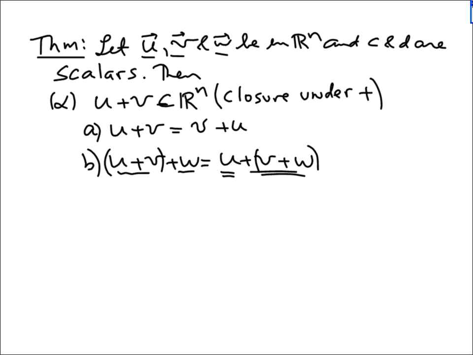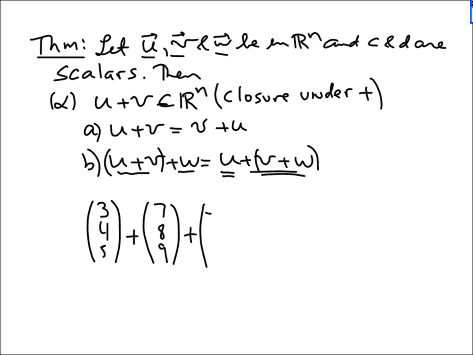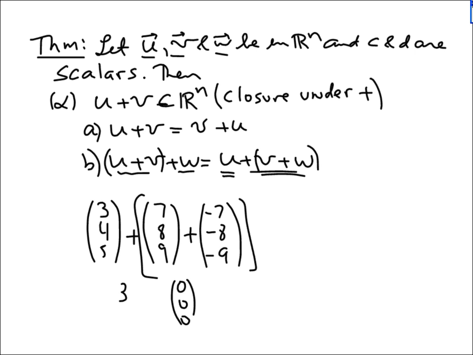Now, when might you want to add it in opposite order? Well, if you have 3, 4, 5, that's vector u, and you want to add 7, 8, 9 plus negative 7, negative 8, negative 9. I would prefer to add the last two first because they add up to 0. Then 3, 4, 5 plus the 0 vector. Well, that's easy. That's just 3, 4, 5.